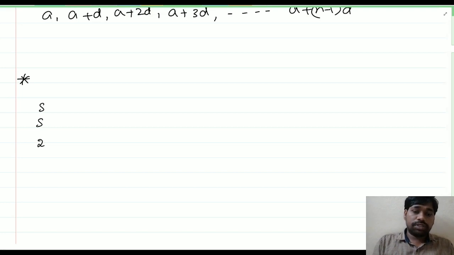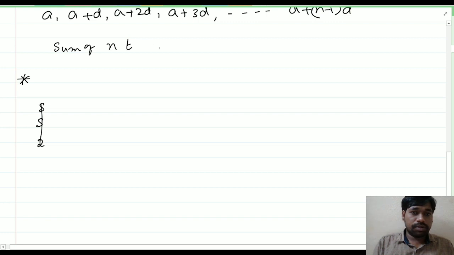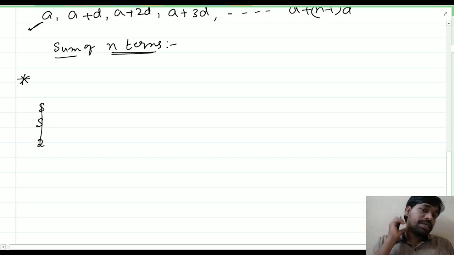Now we have to discuss the sum of n terms. So next one: sum of n terms. Actually, we can derive this general form, but let us say it easily. Gauss, one of the mathematicians, was asked a question: the sum of 100 terms.